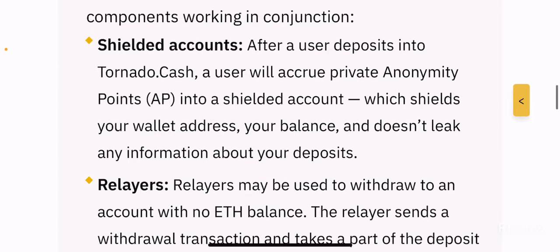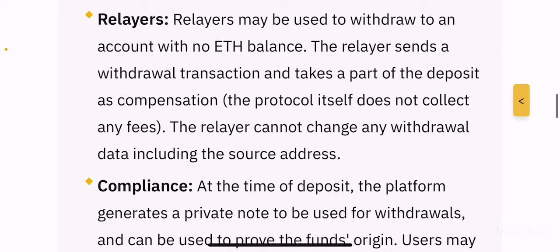Again, when you have deposits in the platform Tornado.cash, you will be able to accrue private anonymity points or AP points, which we discussed right now, that can be used to earn more TON tokens, right? But the best thing is you will be able to earn these tokens while depositing your tokens in a shielded account, which means it will shield your wallet address, your balance, and doesn't leak any information about your deposit. So that's a very interesting feature.